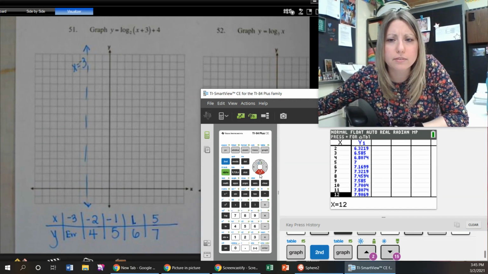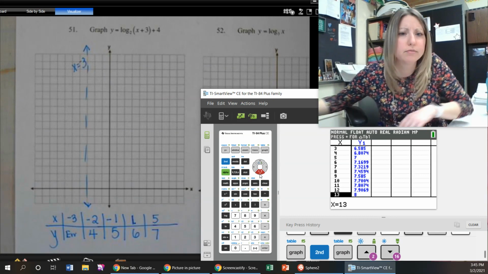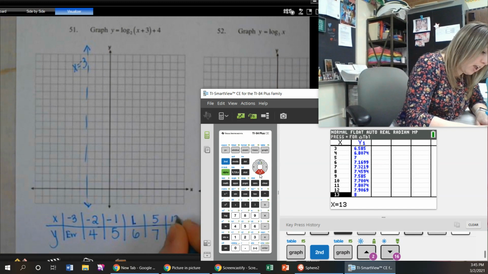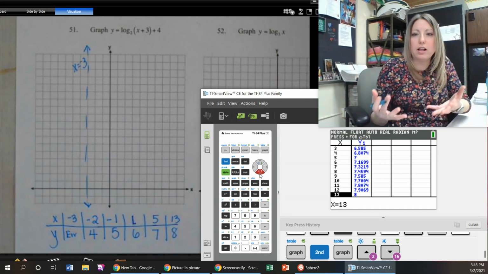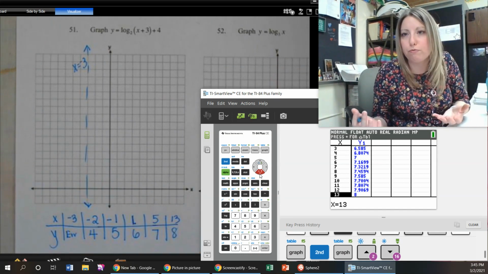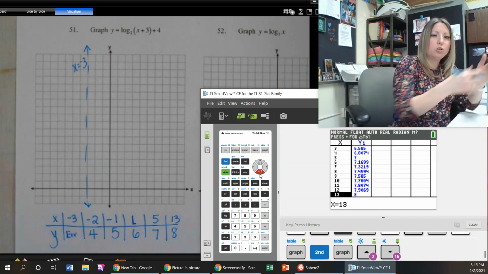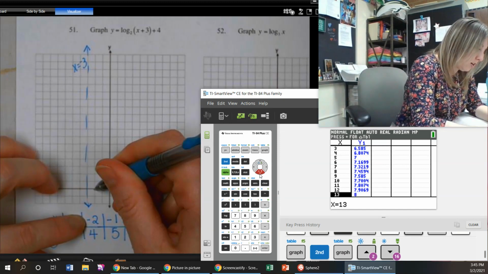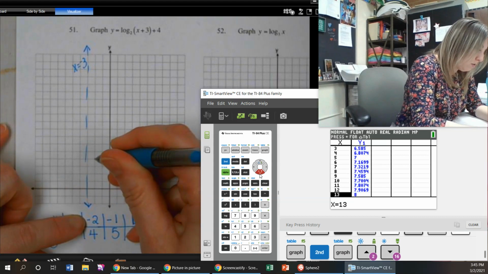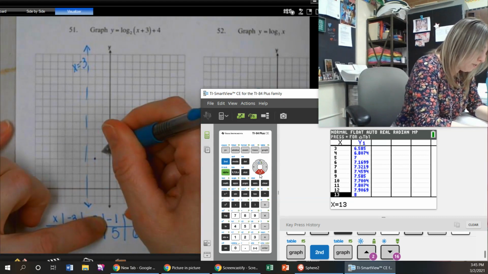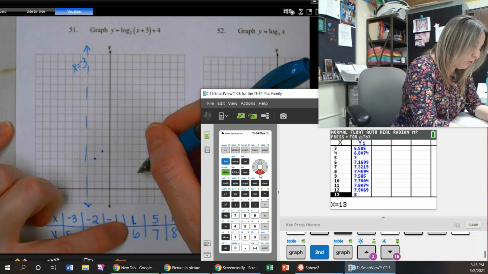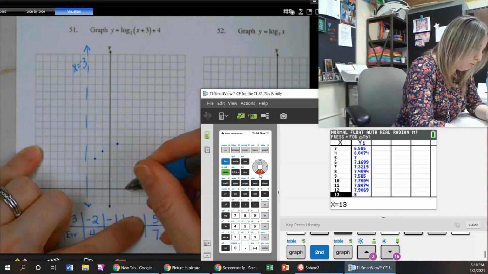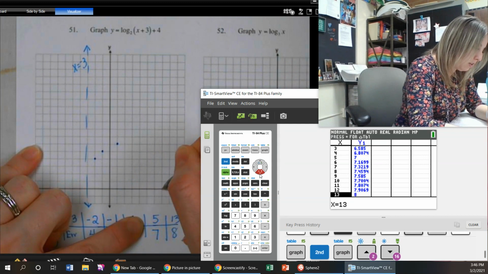Oh, yeah. 13, 8. I don't have 13 across on x. So 13, 8 being the next one that is available to me, that's a little bit too far off of the graph. So graph the integer points you can fit. -2, 4. -1, 5. We don't have one for 0, so 1, 6. And then 5, 7. 1, 2, 3, 4, 5, 6, 7.